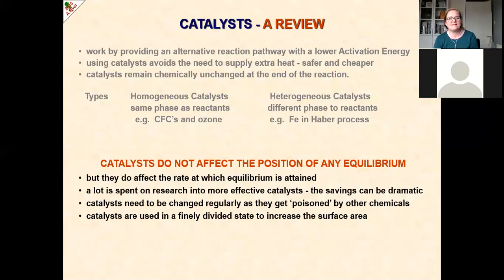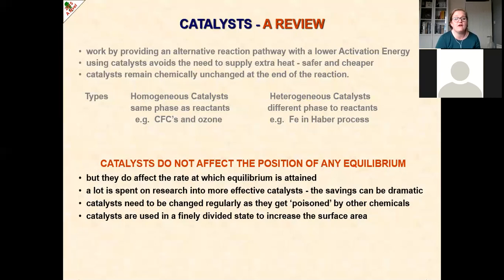Whilst we say the catalysts remain chemically unchanged at the end of the reaction and we can use them again, they do need to be changed regularly as they can get poisoned by other chemicals, so they can get changed slightly. So we say they remain chemically unchanged. Basically, if it's an enzyme, it can become denatured by other chemicals that are present, and other catalysts can get poisoned, so they just don't work effectively anymore. So we do have to keep adding them into a system.